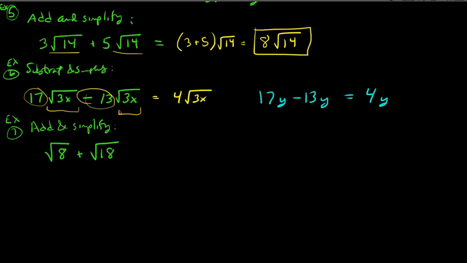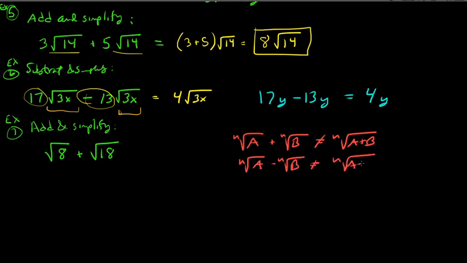I did warn you earlier about this, so you might have forgotten, but in 10.1, I said that if you have the nth root of a plus the nth root of b, that is not the nth root of a plus b. Nor is it true when you're subtracting. If you have the nth root of a minus the nth root of b, that is not the nth root of a minus b. I wish it were that simple. I wish I could tell you that this is just the square root of 26, since 8 plus 18 is 26. Unfortunately, that's the wrong answer. That's not going to work here, okay?